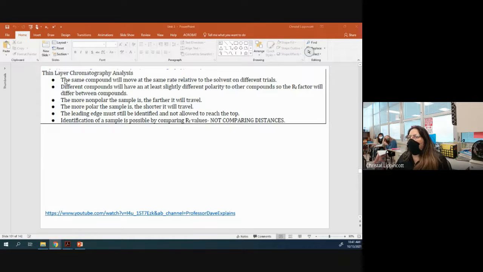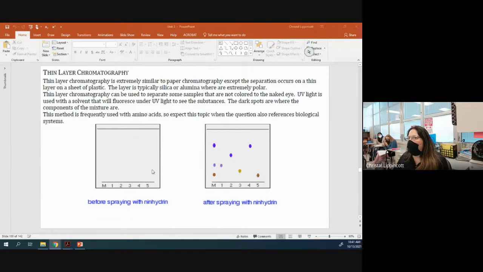When you analyze it, the compound will move at a different rate than the solvent. Different compounds will have at least slightly different polarities, and your Rf values can be determined from that. The more nonpolar the sample, the farther it travels here, and that's every time, because they have put a polar substance on top of this. So the paper or the plastic and the silica on top is polar.